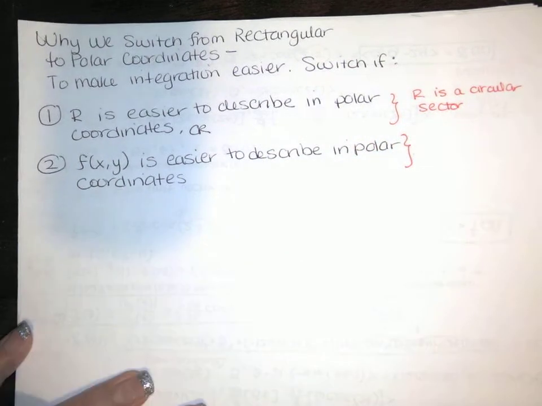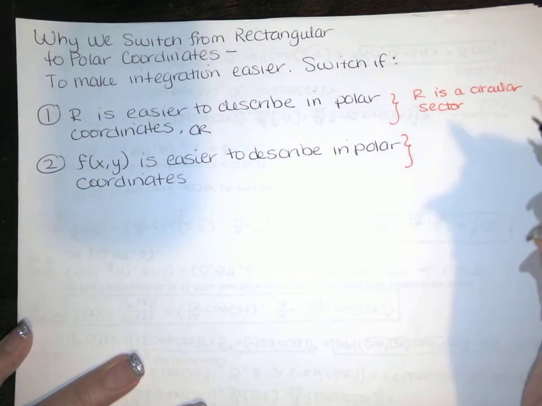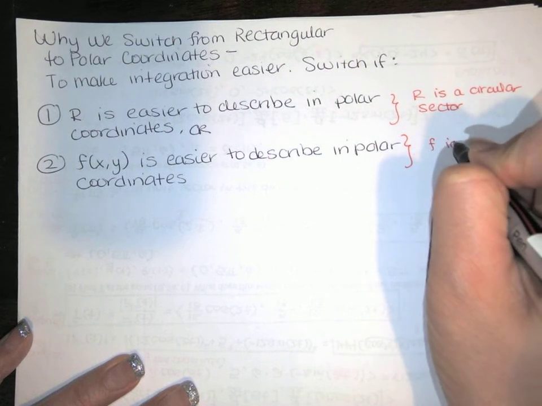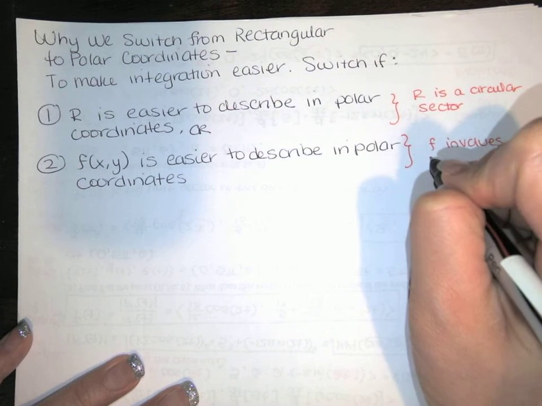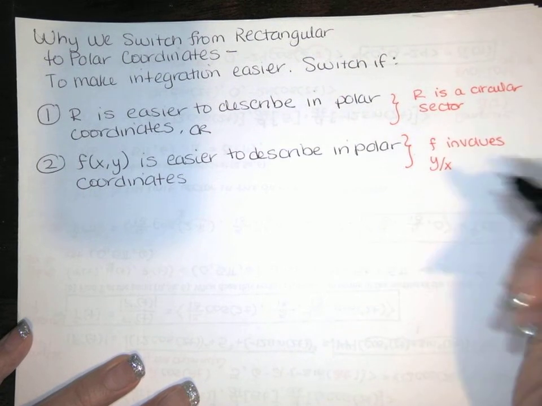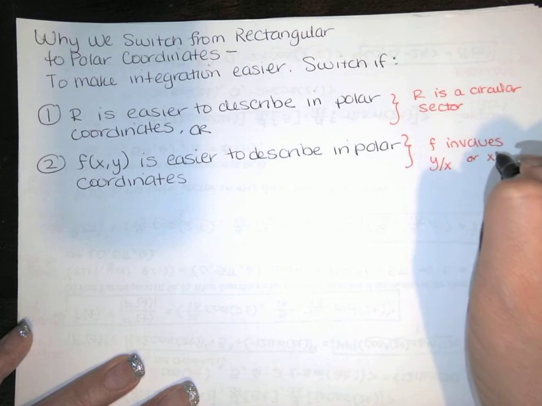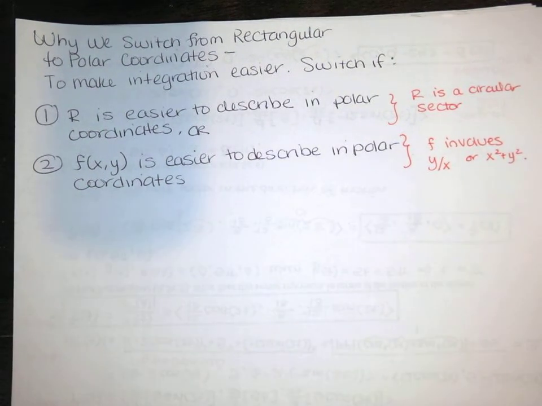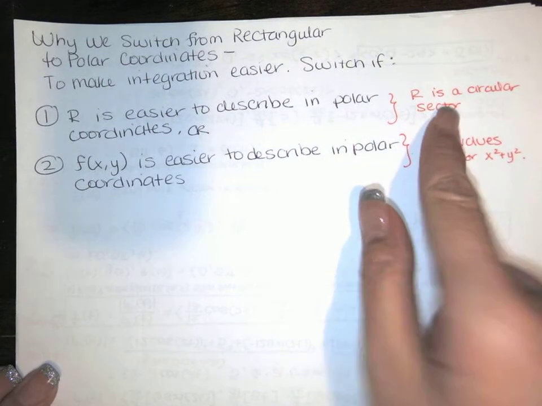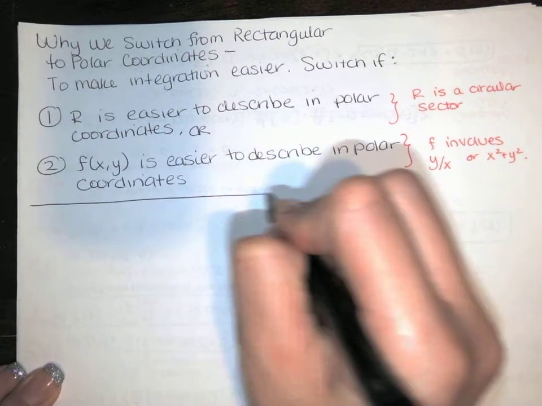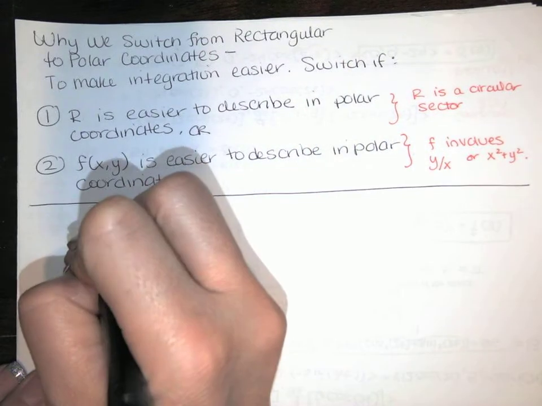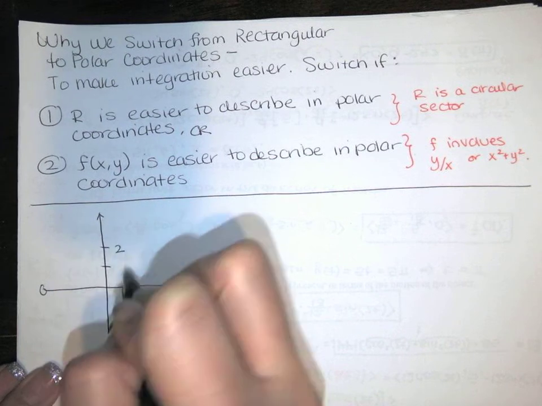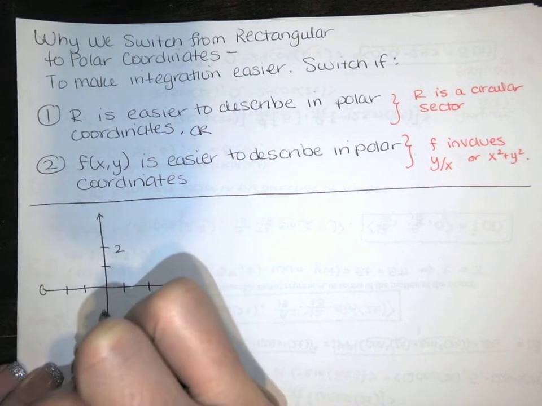Or f of x, y will be easier to describe in polar coordinates if f involves a lot of y's over x, because y over x can be replaced by tan theta, or x squared plus y squared. That's actually more common. Every x squared plus y squared can be replaced with r squared. Just to illustrate this idea, let's look at a circle and try to describe it in polar coordinates and in rectangular coordinates. So let's say we've got a circle of radius 2, and it's centered at the origin.